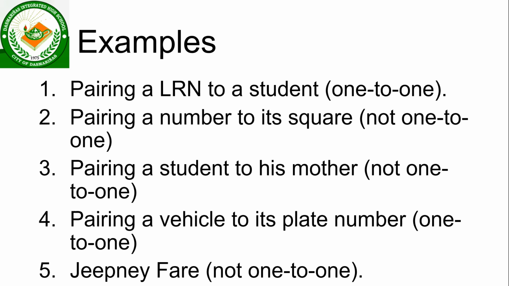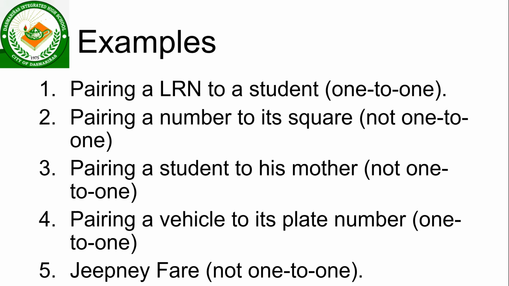For number 4, pairing a vehicle to its plate number. So we all know that a vehicle can only have a single plate number, and a unique plate number is given to only one vehicle. No two vehicles can have the same plate number. Okay? No two vehicles can have the same plate number. And no vehicle can have more than one or two or more plate numbers.